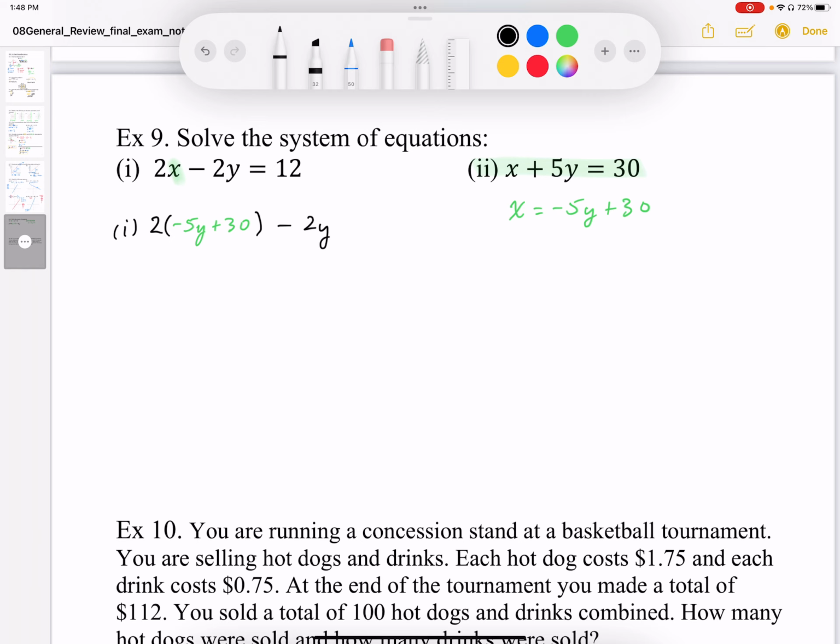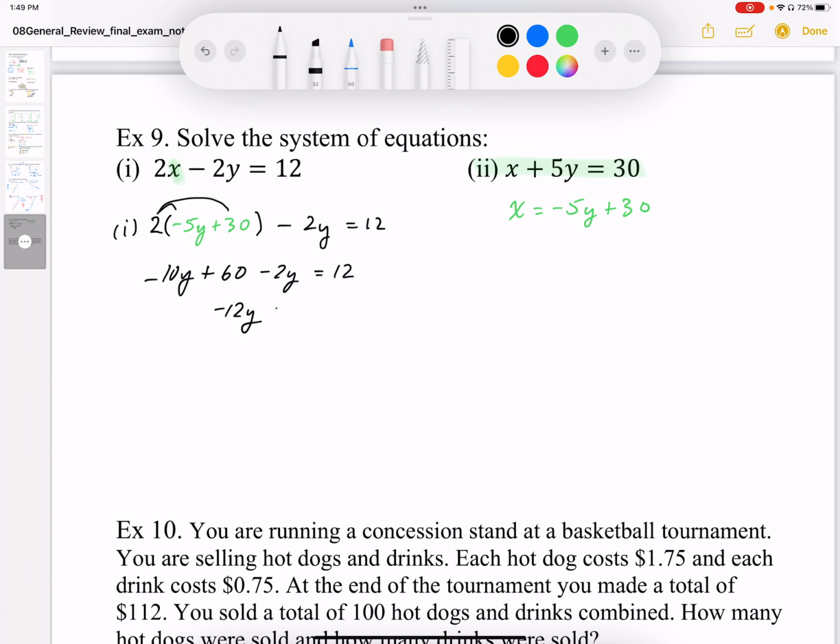Minus 2y equals 12. So equation 1 above and below are the exact same, except that the x in the above equation is replaced with an expression with y in it. And the reason why we want to do this is we now only have one variable to solve for. So I'm going to distribute these brackets, negative 10y plus 60 minus 2y equals 12. I'm going to combine like terms.